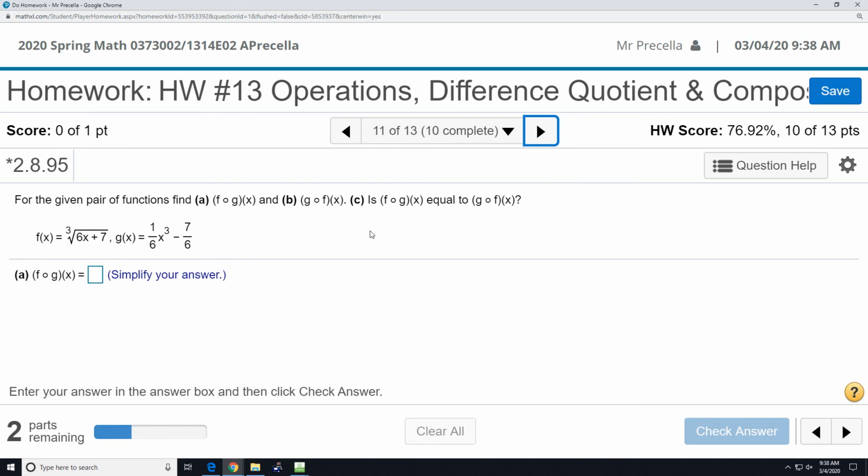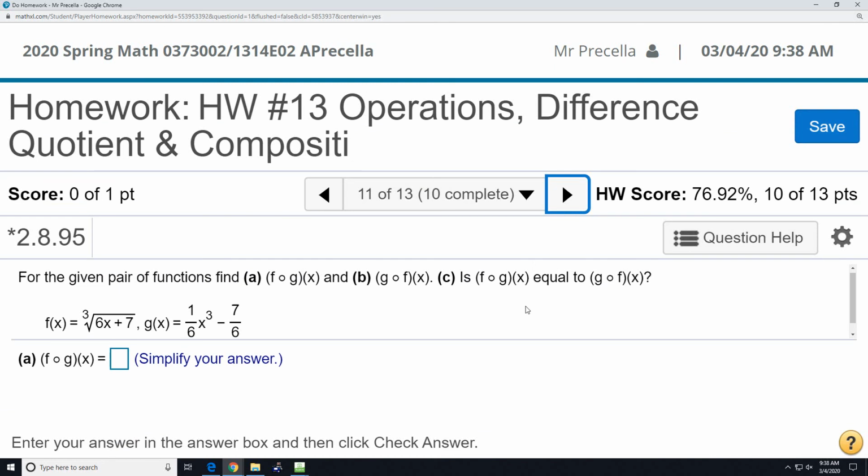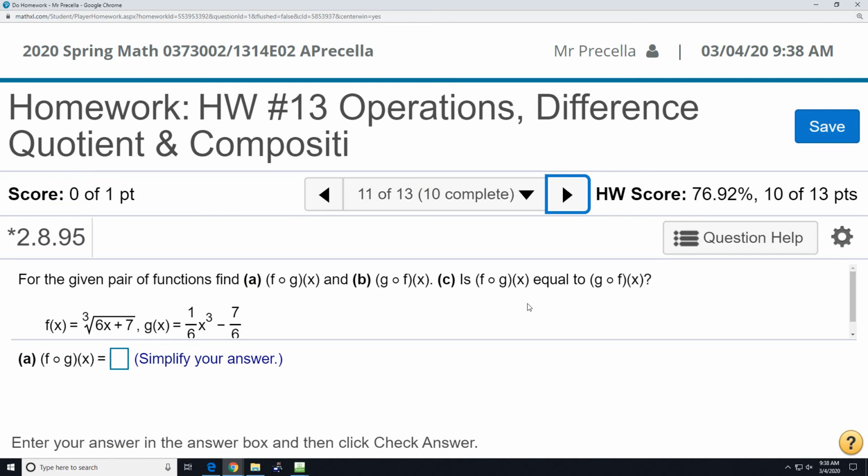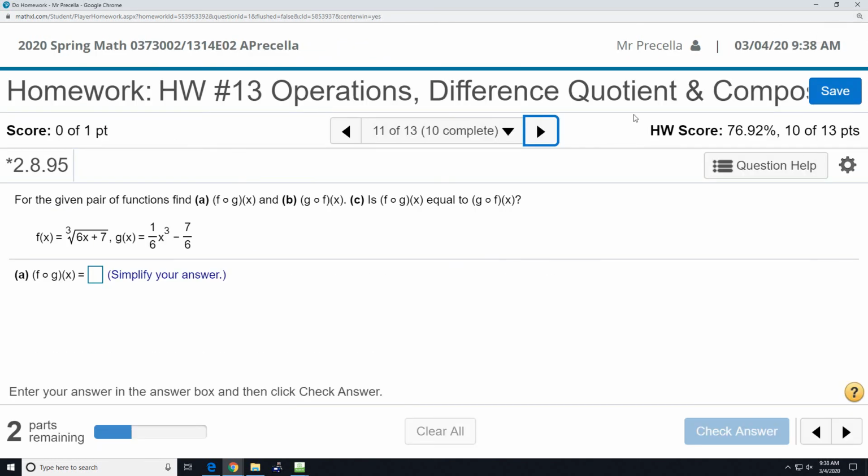I think this is the last one of these, so it's going to have to be the hardest one. It sure looks bad, doesn't it? f of x is the cube root of 6x plus 7. I wanted to make it bigger, I guess I only made it worse. And g of x is 1/6 x to the third minus 7 over 6. So, first thing we're doing is f of g of x.